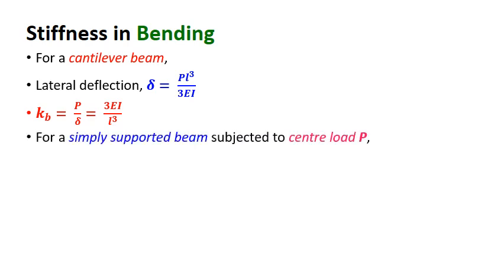For the case of simply supported beam subjected to center load P, so this is very, very important. Whenever you write the expression for stiffness in bending, you have to specify the end conditions as well as the loading condition. It is delta is equal to PL cube by 48 EI. P by delta will be equal to 48 EI by L cube. So these deflection equations can be easily obtained from data table, and you can rearrange the terms to get stiffness.